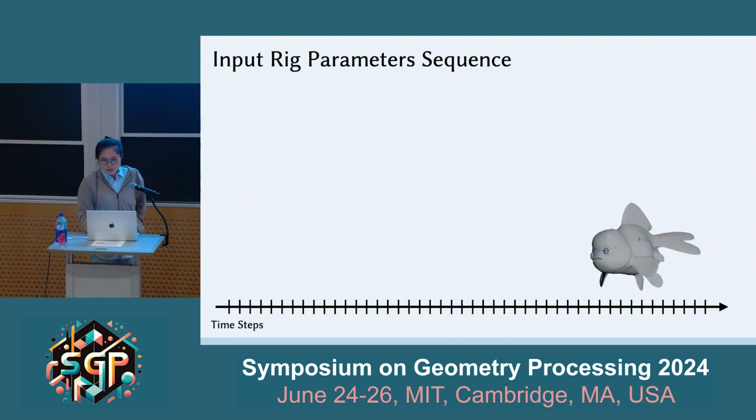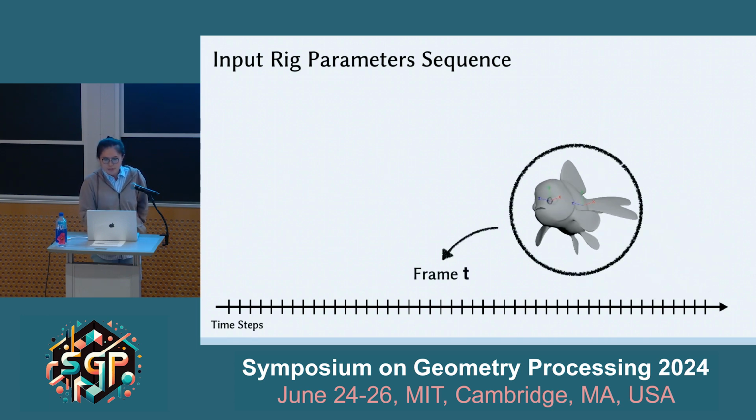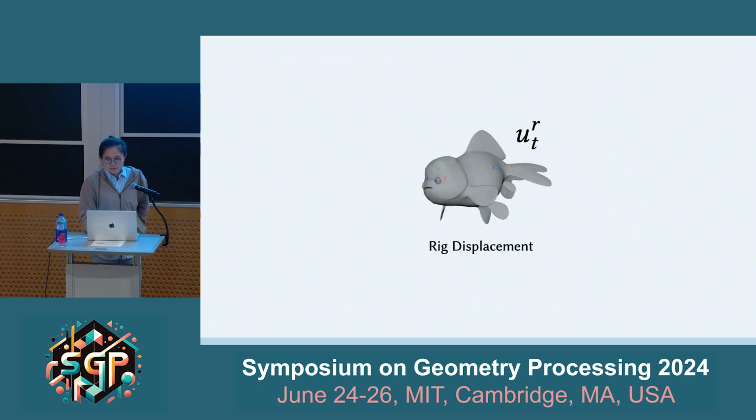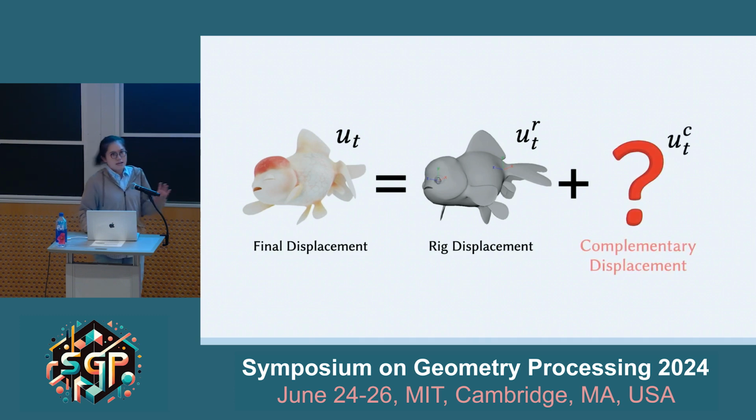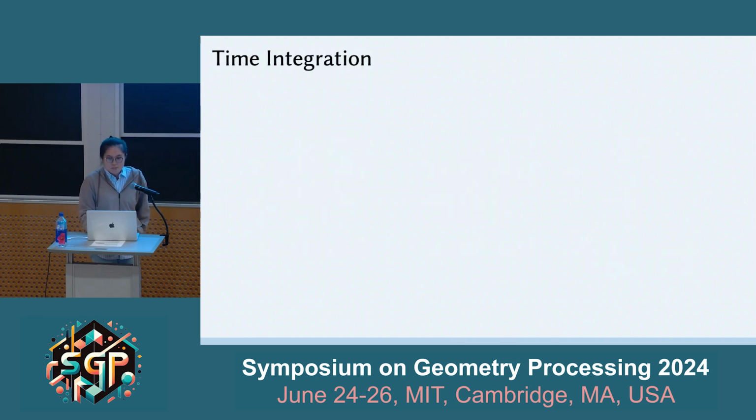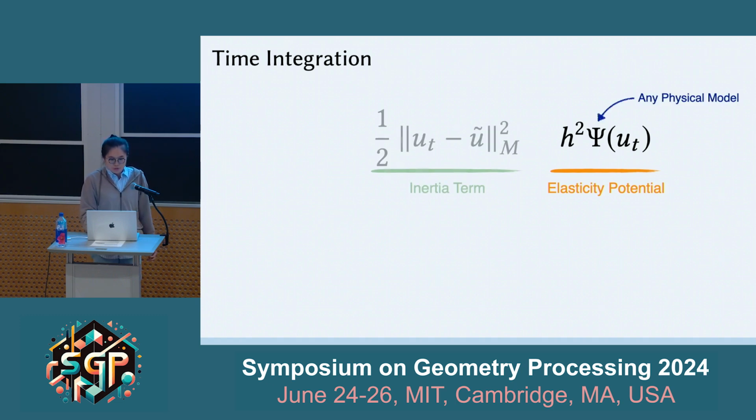Meanwhile, we treat the artist's input as a sequence of such rig parameters, and at each frame t, our key idea is to just add the secondary motion on top of the original rig-based displacements. Or in other words, what we want to do is to break the true displacement that we're going to solve for in the physics-based optimization framework into two parts. And based on that, if you again look at the energy formulation, all we need to do is just change the variable.